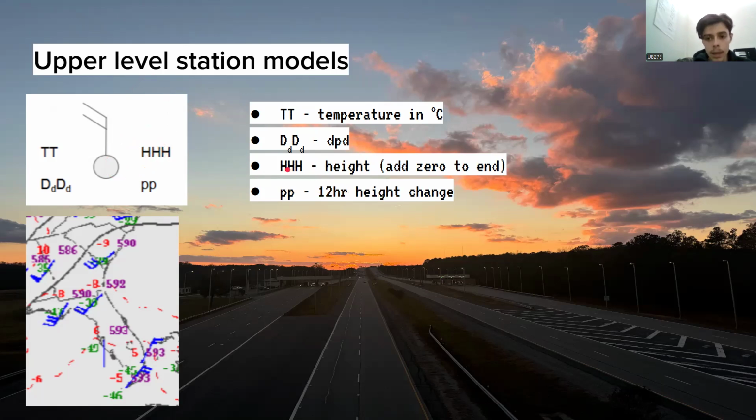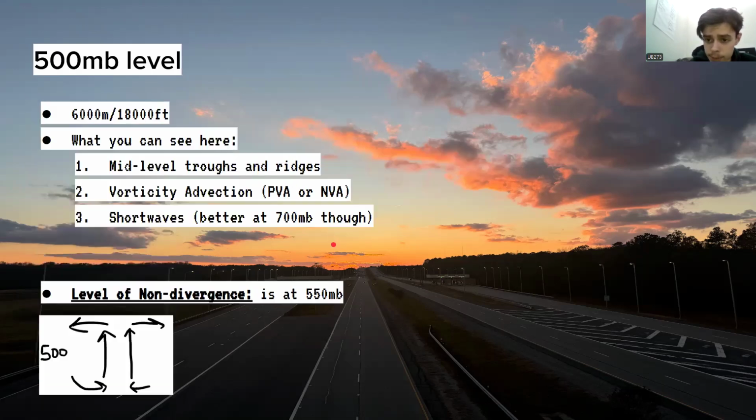They label it as HHH because it's a three-digit number, but in reality, that's in decameters. We actually want meters, so you put a zero on the end of that. So you see these over here, 592, that's really going to be 5920 meters. The PP on the bottom right, we really don't talk about that much, but it might be useful for you to know that it's the 12-hour height change.